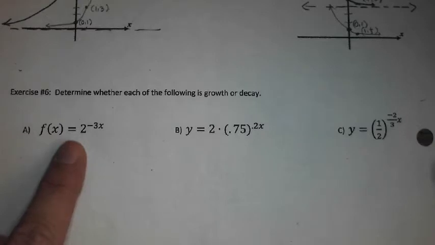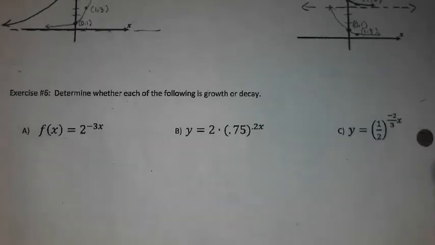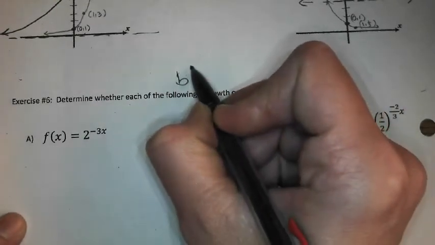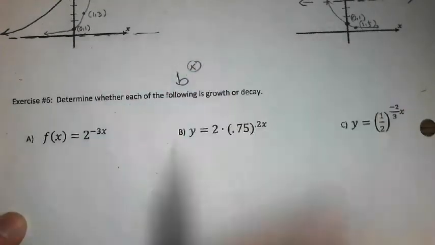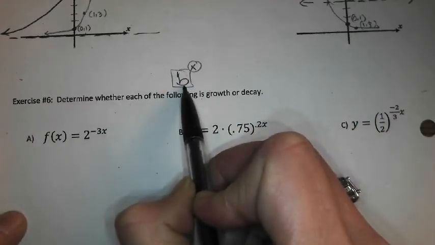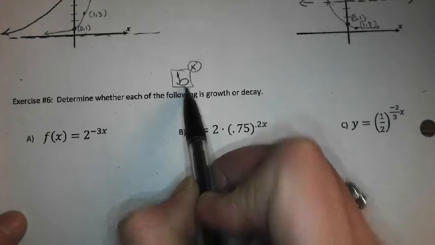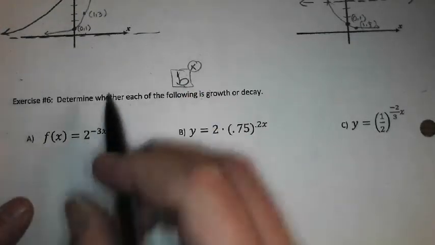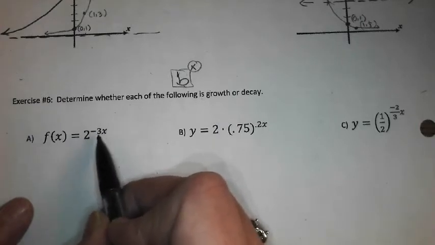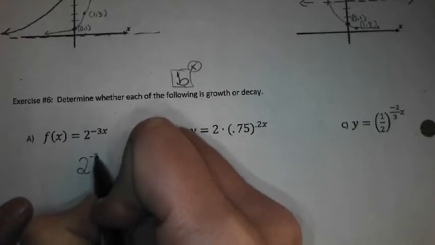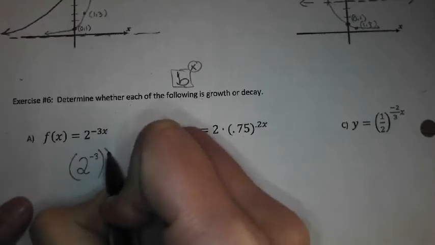It is decay, and I'll show you the real logic as to why. It is kind of wrapped up in that negative. That whole rule about the base only works if it's strictly being raised to the x power. Then whatever the base is, if it's greater than 1, it's growth. If it's less than 1, it's decay. This is not strictly being raised to the x power. This is being raised to more than just that. So we're going to use a little bit of exponent rules here. And I'm going to split this up into 2 to the negative third, to the x power.